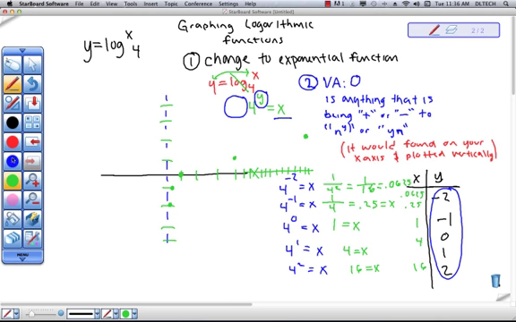Now that we got our points, we're going to go ahead and plot them. Connect them. Once again, our lines and the dots we plotted will not pass our VA, just like the HA. And that's how you will graph exponential and logarithmic functions.